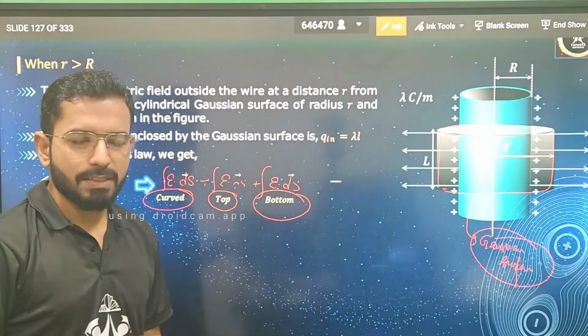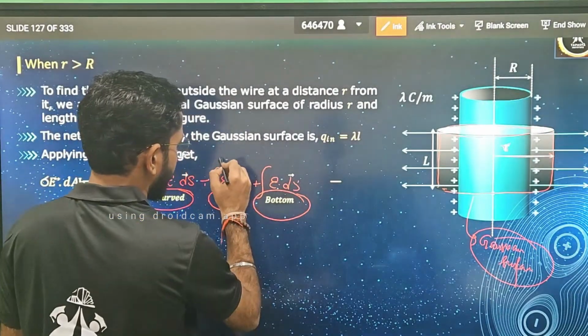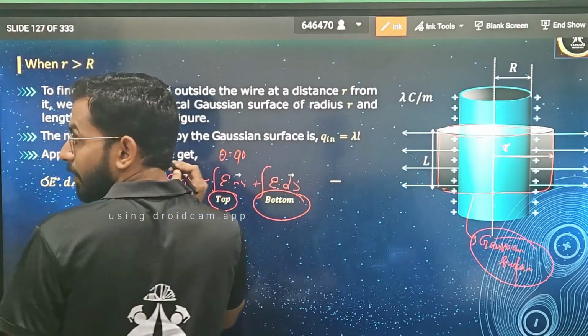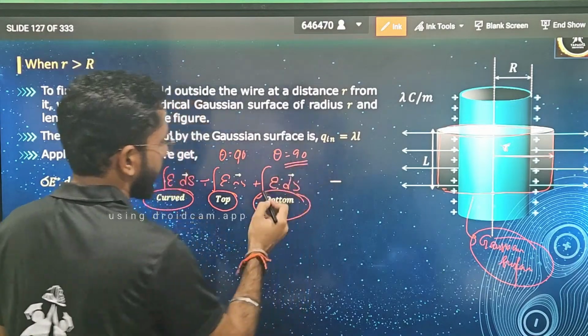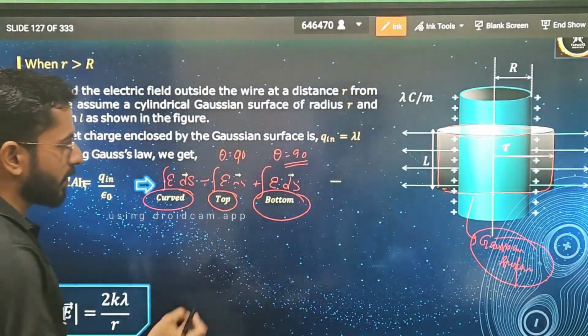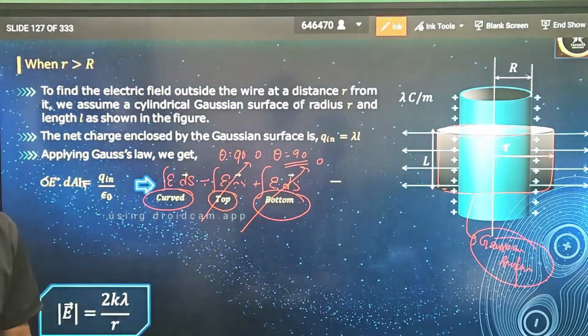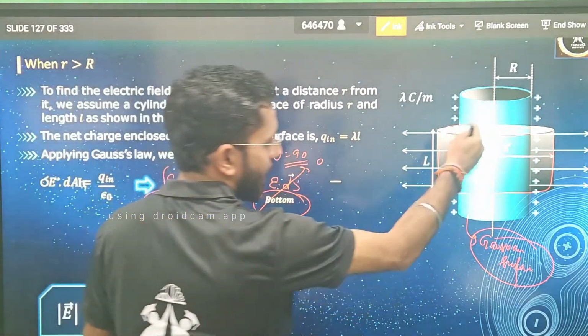Now you can derive this very easily. For top and bottom, what is the angle present between the electric field and the area vector? This angle is equal to 90 degrees, so theta is 90 degrees. That means what will you say for E dot ds for both these cases? Can I say simply it will be 0? Because we have already seen in the last case that it was equal to 0, and I can easily say this is the same condition.